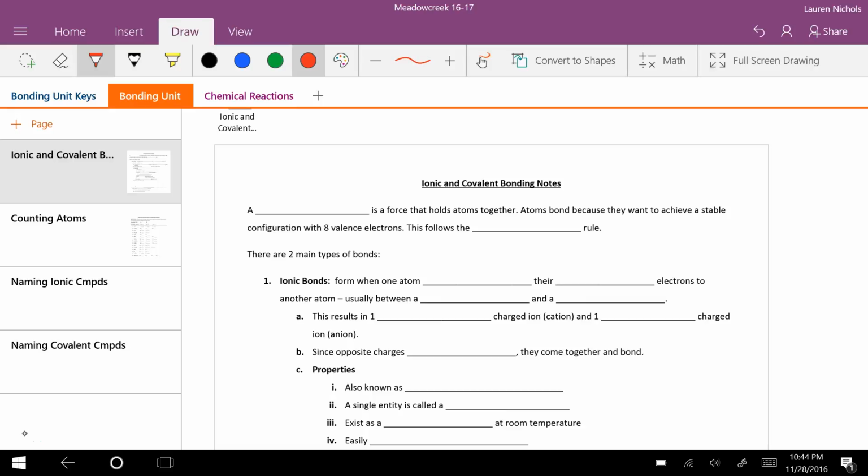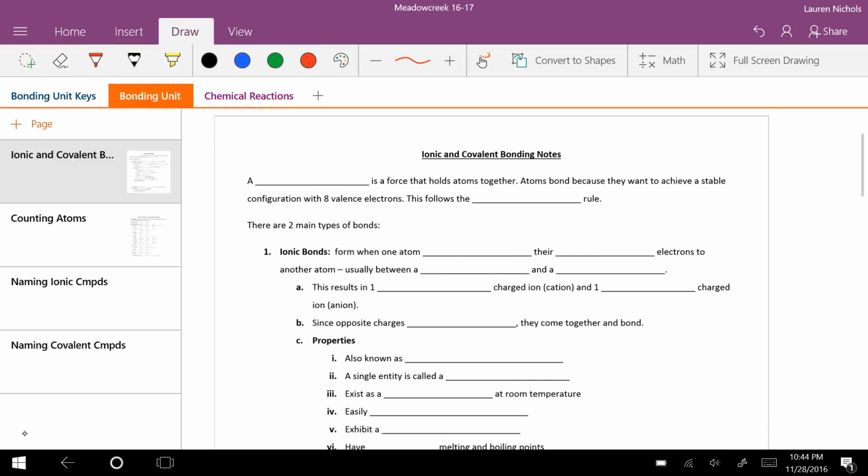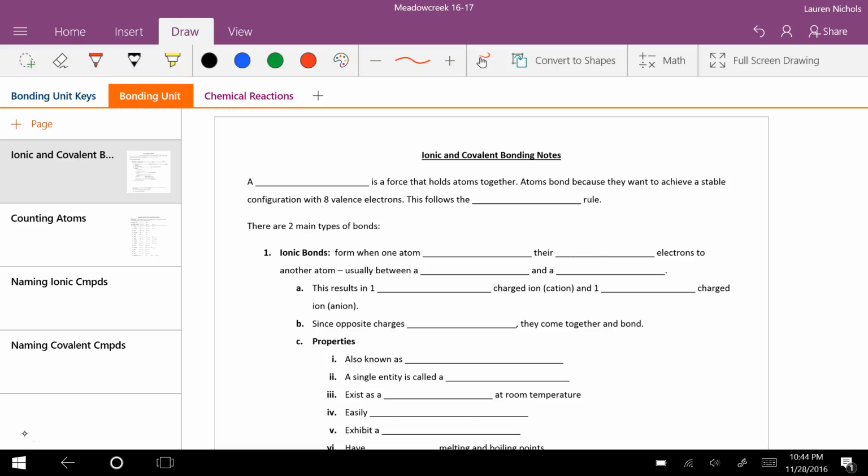So to talk about ionic bonds, ionic and covalent bonding, starting off the unit, we first have to talk about what is bonding. Because we're not talking about when you spend some time with a friend and you're like, oh, we're having such a bonding moment. No. A bond is a force that holds atoms together. So if we have two atoms, there's an invisible force that bonds them together.